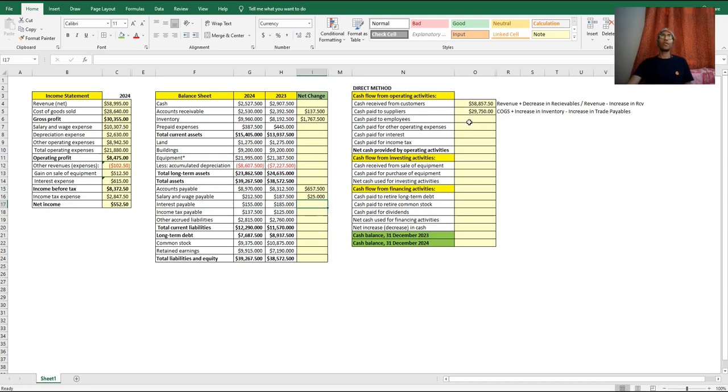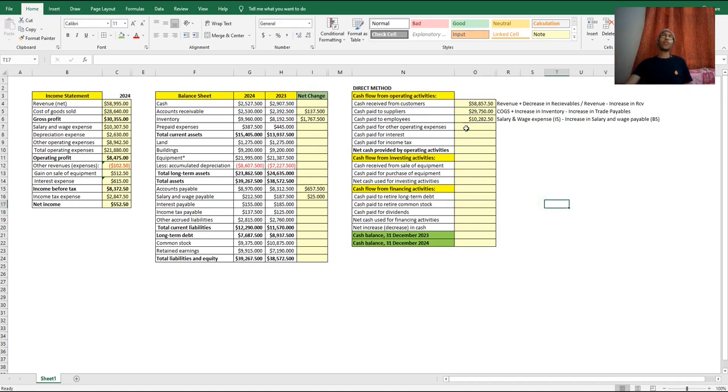So what we do is salary and wage expense in the income statement minus increase in salary and wage payable, which is mentioned in the balance sheet, right? So this is what we do. This is equal to salary and wage expense minus increase in the payable of salary and wage expense. So this is the answer, right?